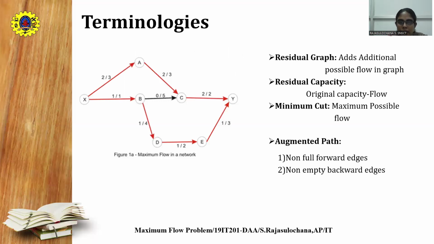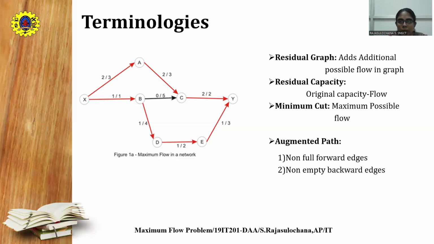So these are the various terms that are used in Fulkerson algorithm. First one is residual graph. This residual graph adds additional possible flow in the given graph. The original flow capacity is represented using the terminology called residual capacity. Similarly, maximum possible flow is represented using minimum cut. So this is also called min cut max flow algorithm. Fulkerson algorithm is also called the min cut max flow algorithm.